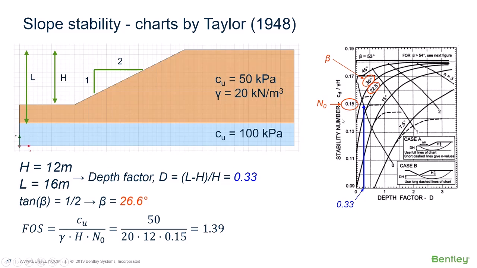And based on the stability number, we can calculate the factor of safety. The factor of safety is calculated as the underlying shear strength divided by the unit weight of the material, H is the slope height, and this N naught factor. So this gives us a factor of 1.39. So let's see what this will give us if we put this into Python scripting.